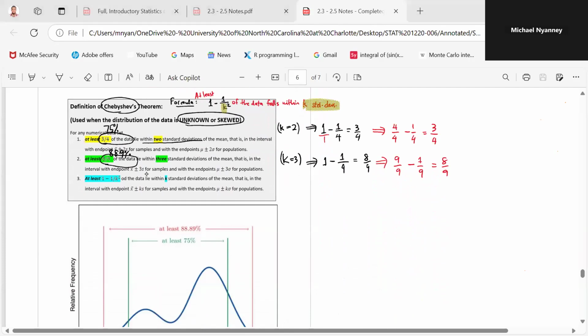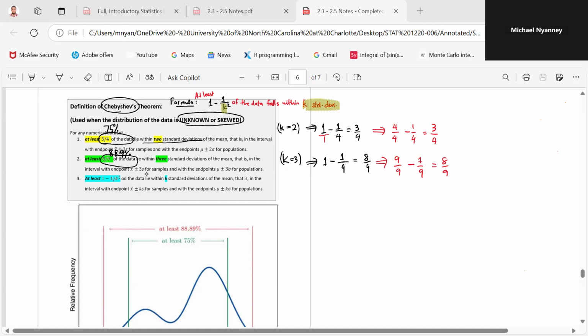Okay, now to Chebychev's theorem. The Chebychev theorem is used when you don't know the distribution of your data. The distribution of your data is unknown or is skewed. If that happens, you can use the Chebychev theorem to get to know the proportion of your data set that will fall within some K standard deviations of the mean. So we use the formula: at least 1 minus 1 over K squared of the data falls within K standard deviations.